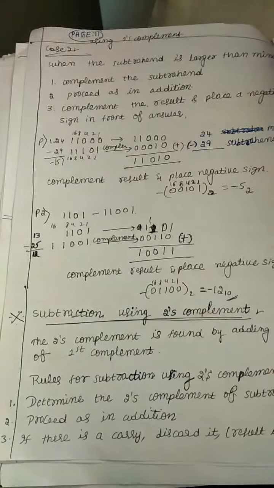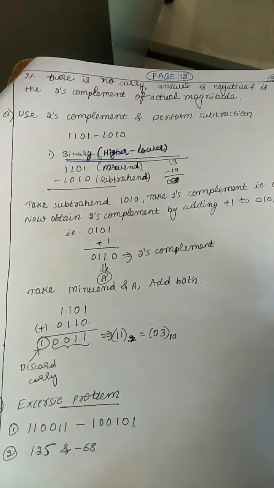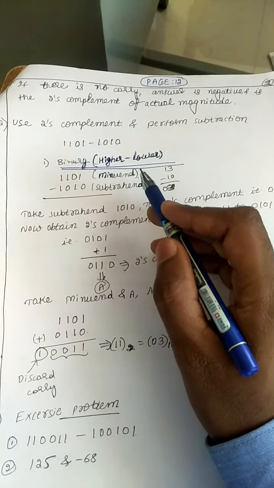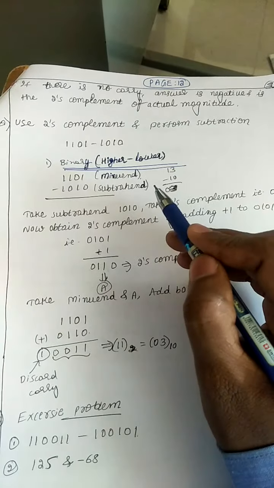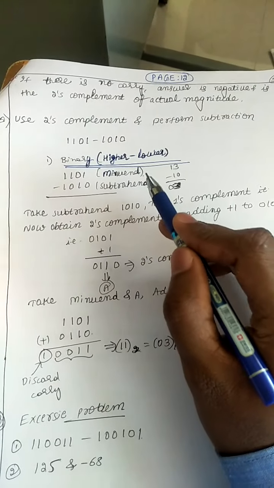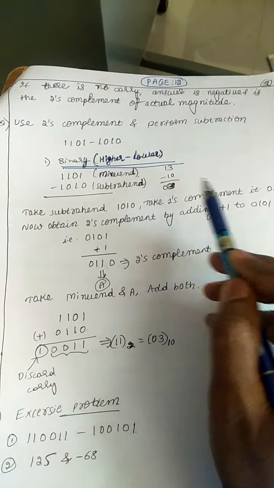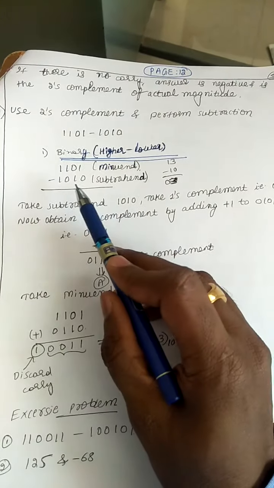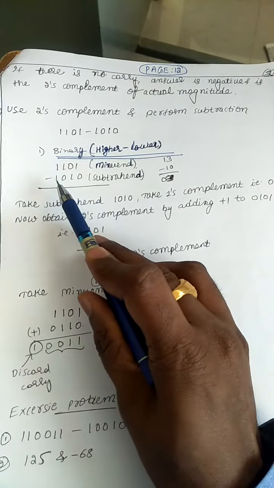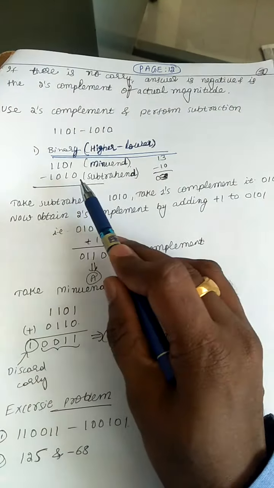Next you have to do the subtraction using 2's complement. If you want to do the subtraction using 2's complement, here also there will be two cases. In the first case the minuend is greater than the subtrahend, in the second case the subtrahend is greater than the minuend. So first we look at the first case, the minuend is greater than the subtrahend. That is 13 minus 10, that is 3. So what you have to do is complement the subtrahend 10. Wherever you have 1 you place it 0, wherever you have 0 you place it 1. 0 1 0 1 you will get for 1 0 1 0.